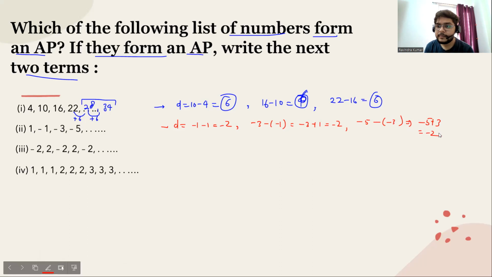So what is happening? Addition of minus 2 to get the next term. So if we need to find the next two terms, we will add minus 2 here. So the next term is minus 7. Again minus 2, so it will be minus 9. So these are our next two terms. Easy to understand? Yes, it is easy.